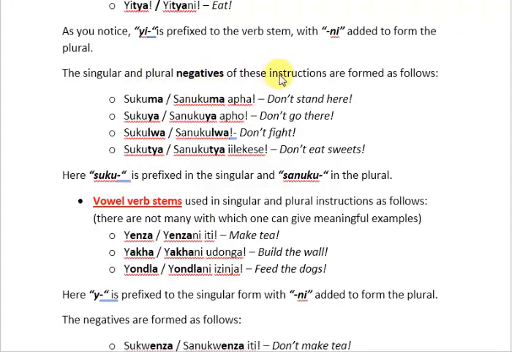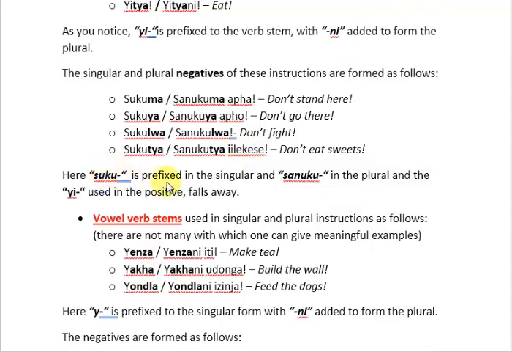The negatives of these instructions are formed as follows. Sukuma, sanukuma, don't stand here. Sukuya, sanukuya, apo, don't go there. Sukulwa, sanukulwa, don't fight. Sukutya, sanukutya ilekese, don't eat sweets.